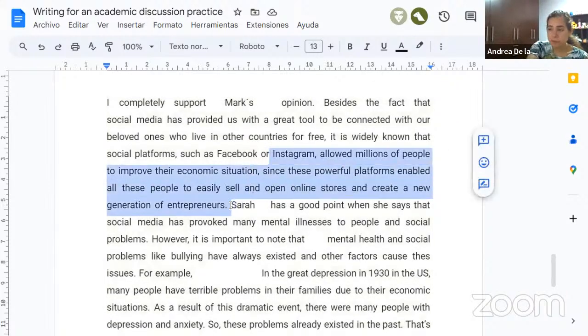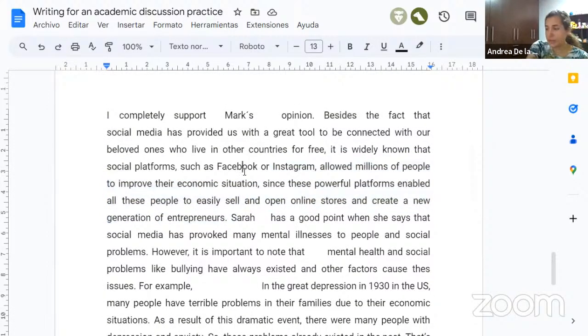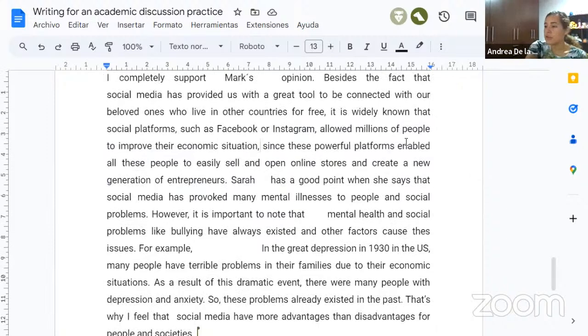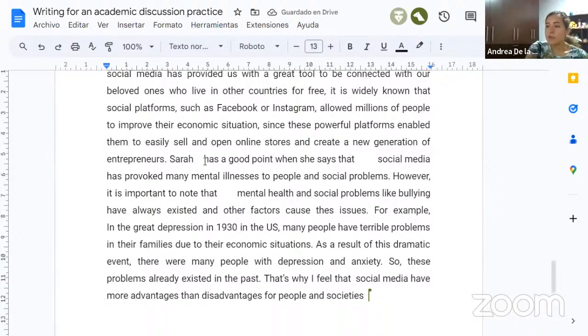I like that it's different from everything that's been said, and it is definitely adding to this debate. Great. I like the punctuation here. You're using "since," so you need a comma before. Your tenses are well conjugated. Maybe here you would say "since these powerful platforms enable them," so that we don't repeat, but it's great. Now, Sarah has a good point.